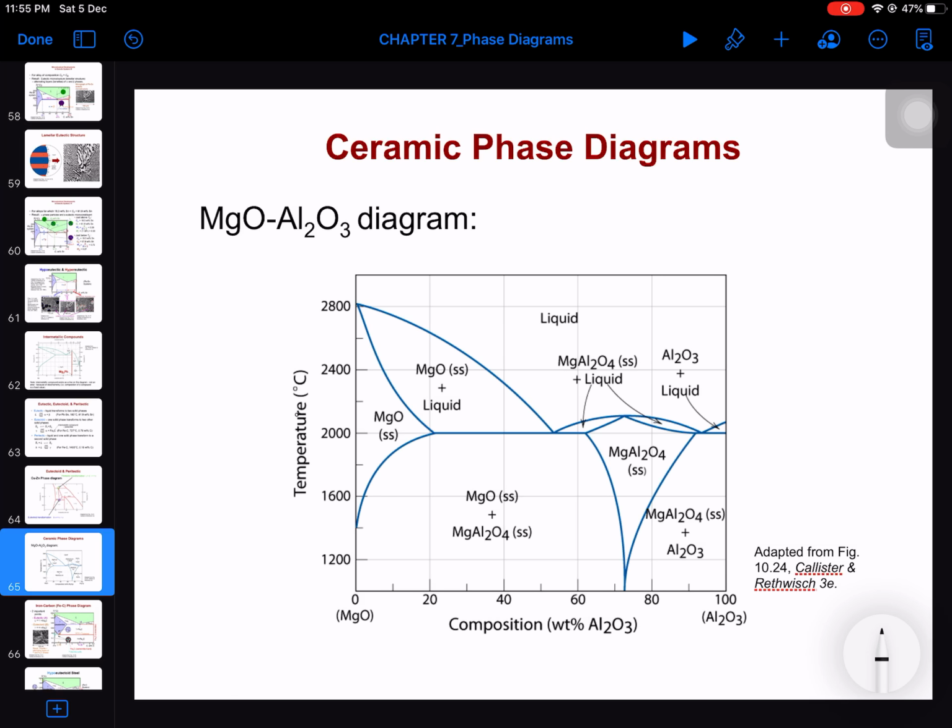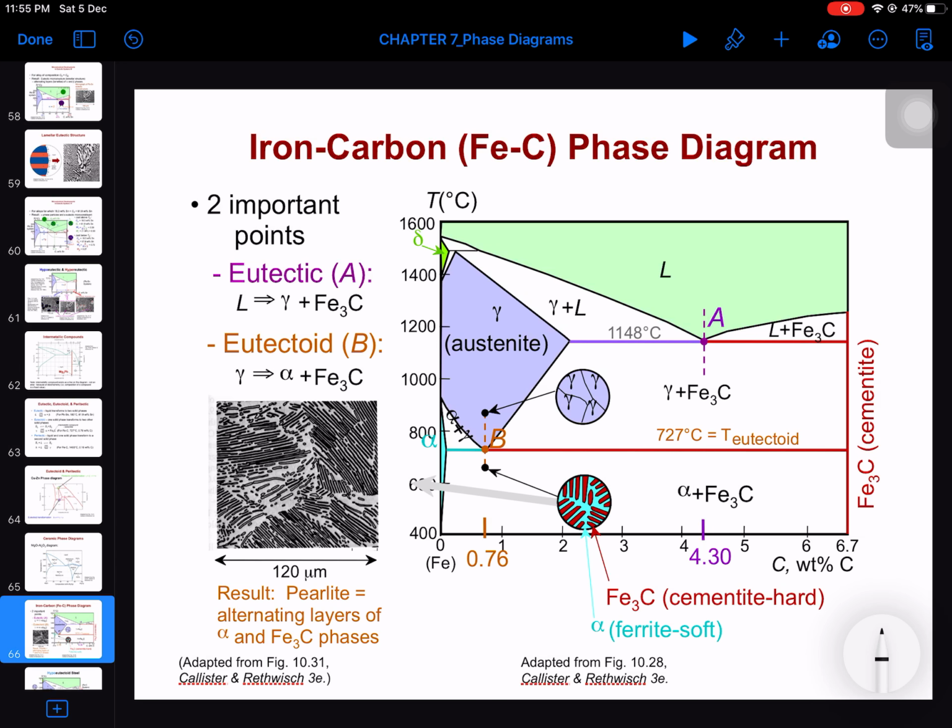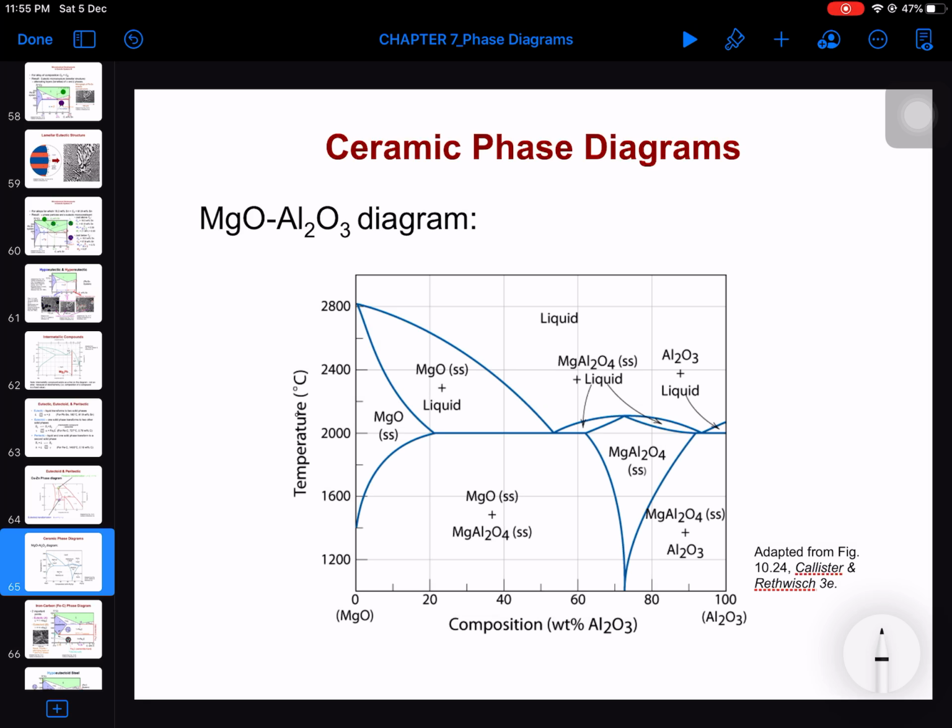I guess next is the iron and iron carbide phase diagram. I'll cover that in another video.